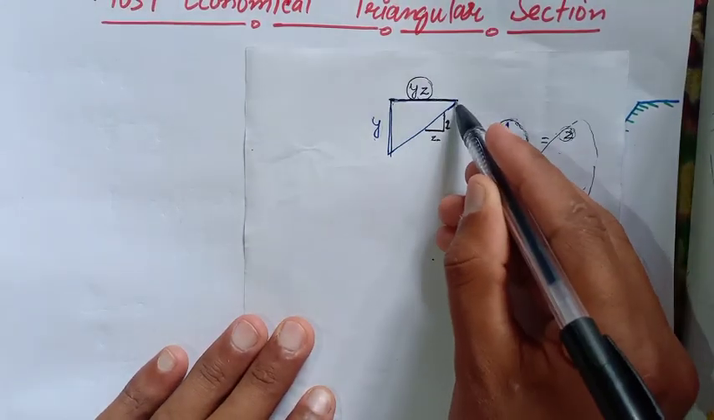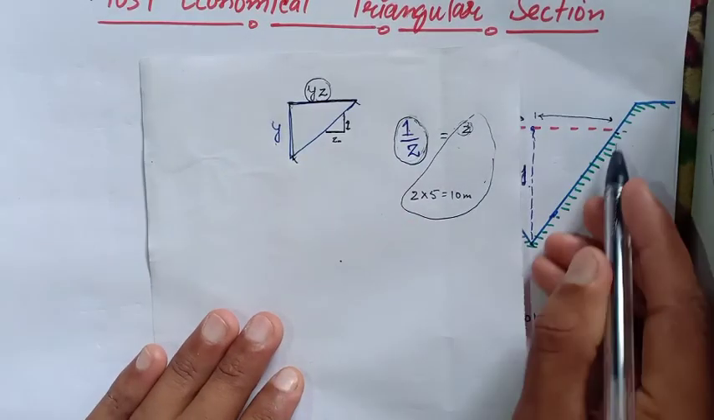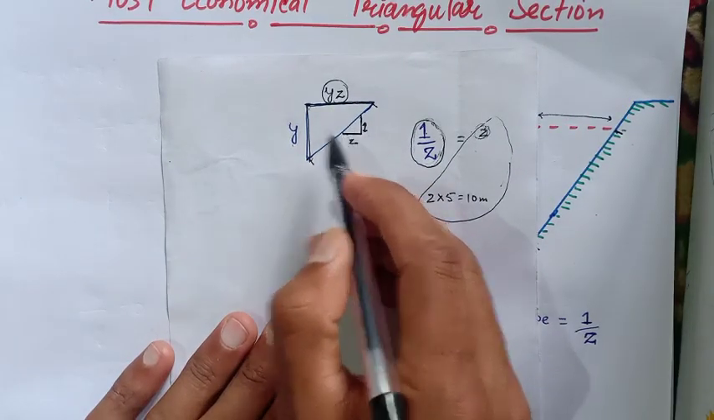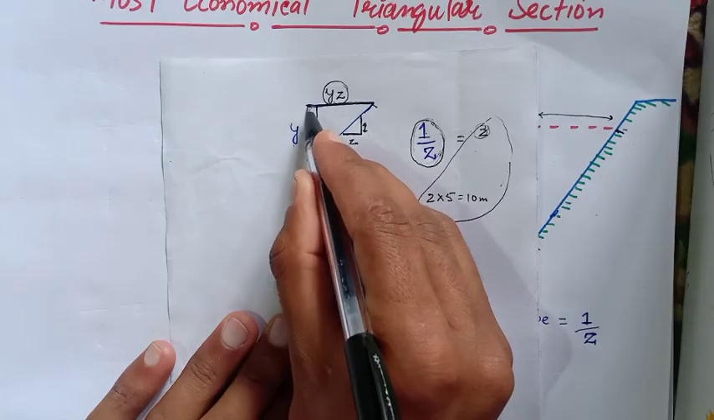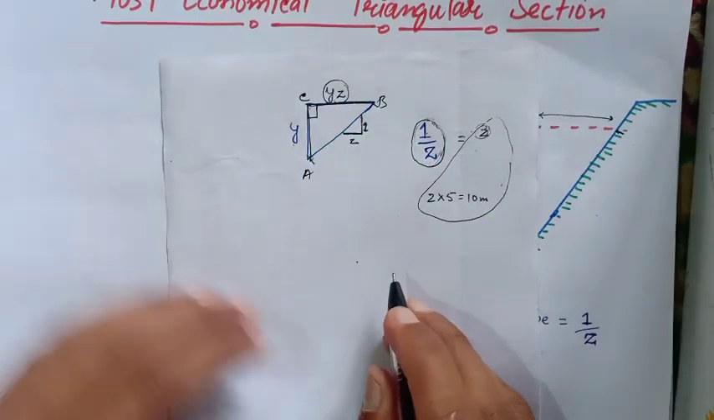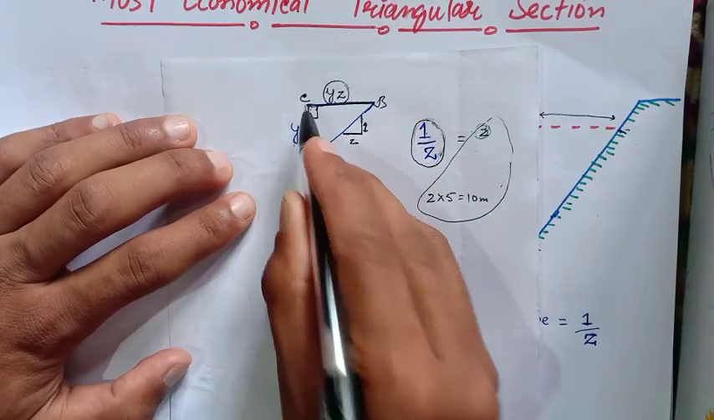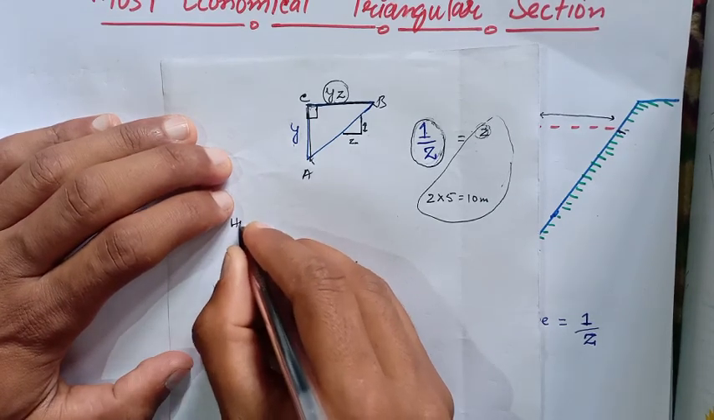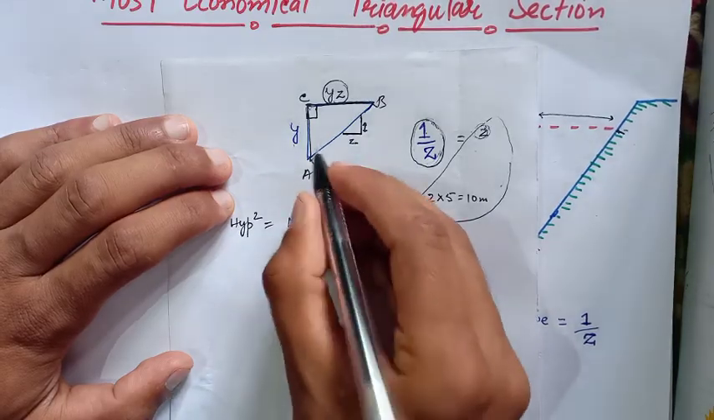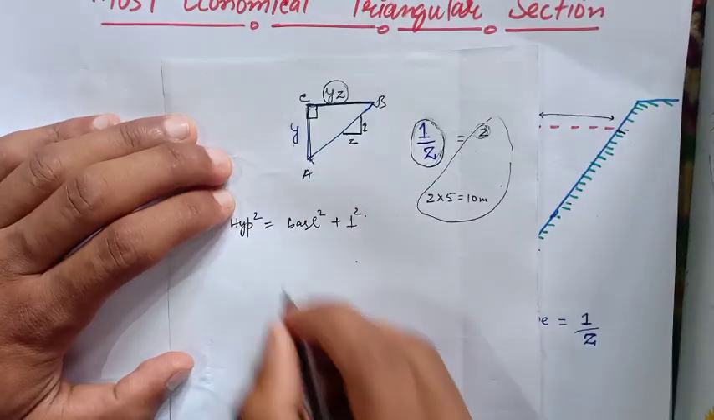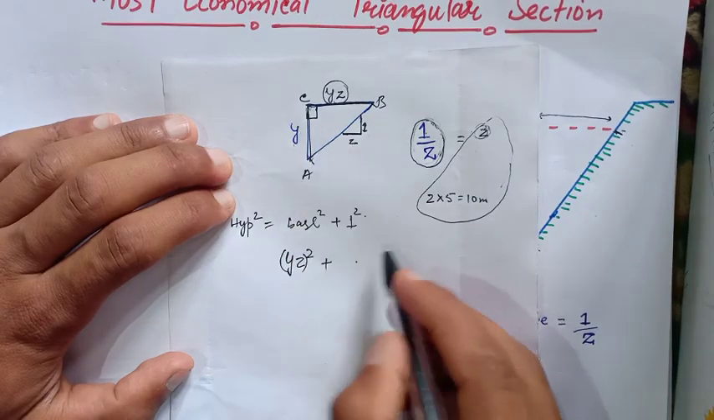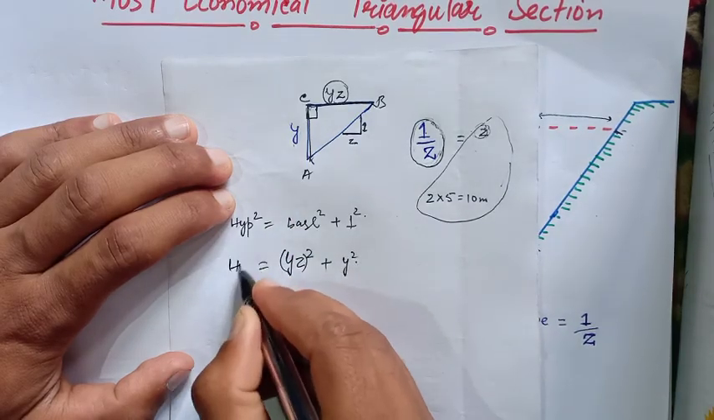Now next we have to find out this hypotenuse, this dimension from here to here. This dimension can be found out by using the Pythagoras theorem on this triangle. If we take ABC as a triangle, it is right angled at C. By Pythagoras theorem, hypotenuse square is equal to base square plus perpendicular square. So yz is the base and the perpendicular is y. So yz square plus y square is equal to hypotenuse square.